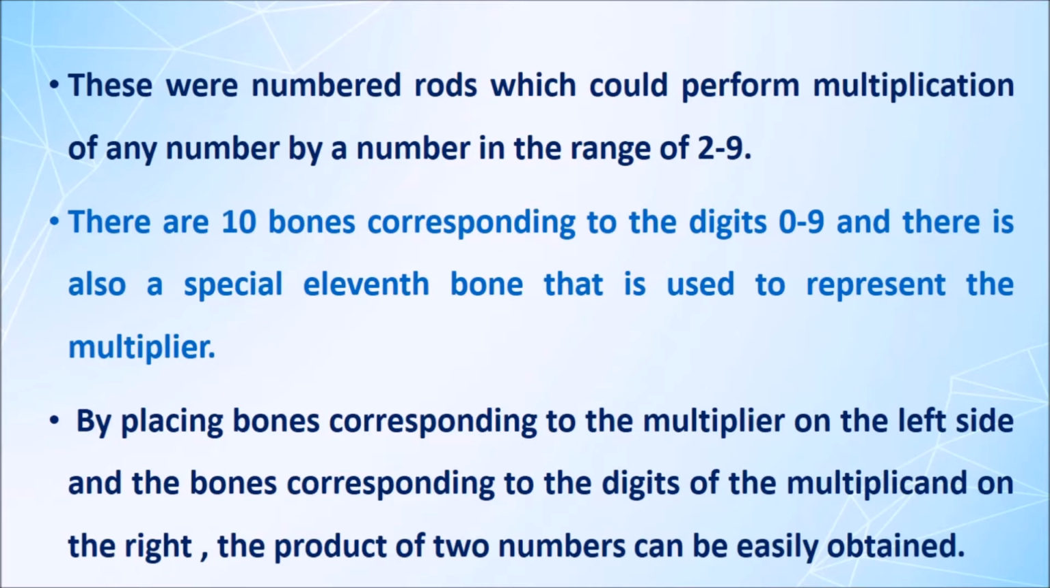And there is also a special 11th bone that is used to represent the multiplier. So by placing the bones corresponding to the multiplier on the left side and the bones corresponding to the digits of the multiplicand on the right side, the product of two numbers can be easily obtained.